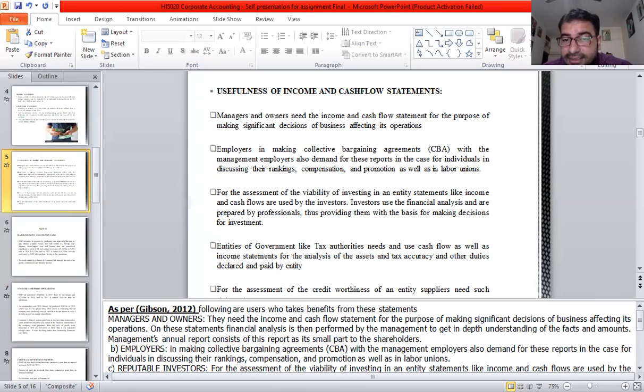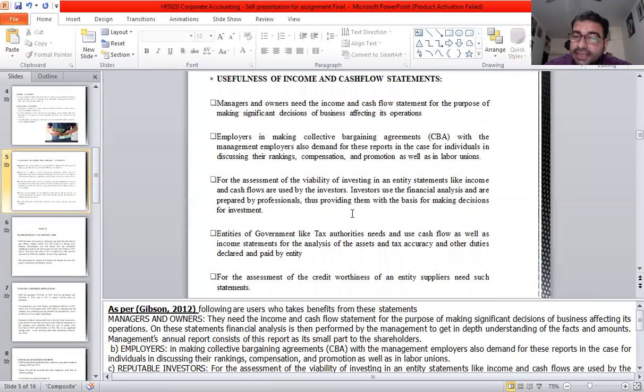Entities like government and tax authorities need the income and the cash flow statements to ensure that their assets and tax accuracy are always there, and whatever they declare should be paid in a timely manner. The assessment of creditworthiness of any entity or any supplier is also shown in these statements too.